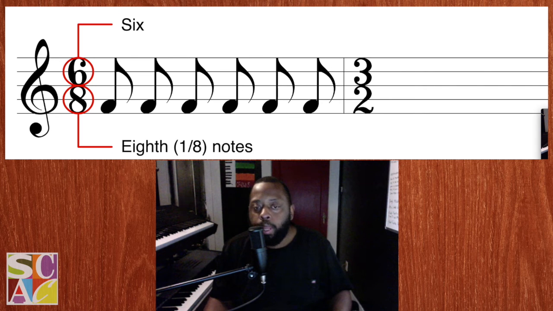Now, there are many other types of time signatures that are used in music, but the most common ones are 4/4, 3/4, and 6/8. And that's the description of time signatures.